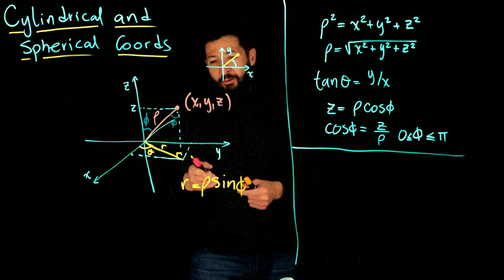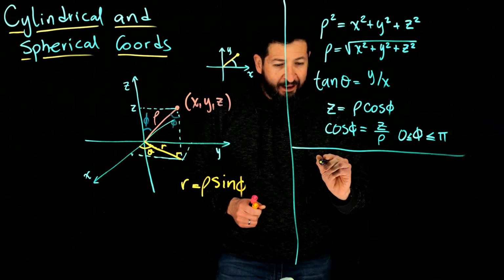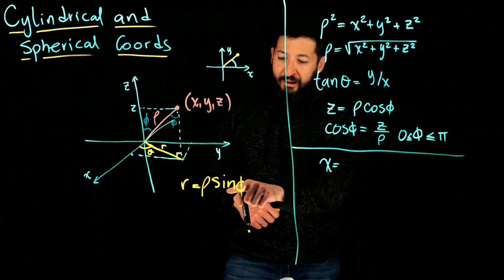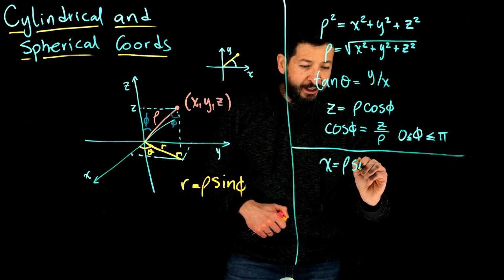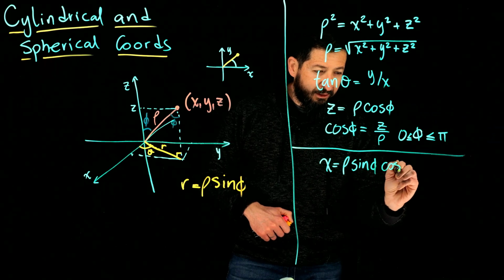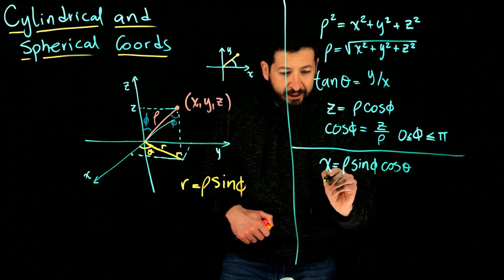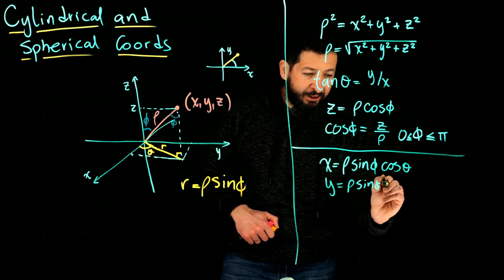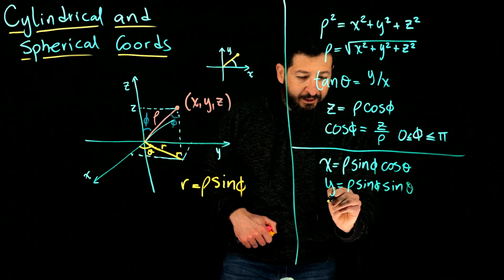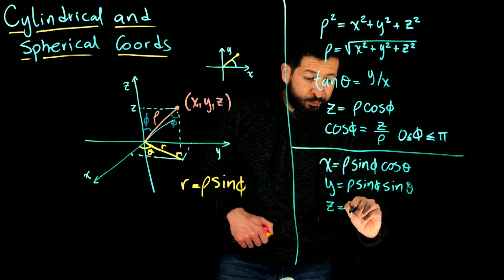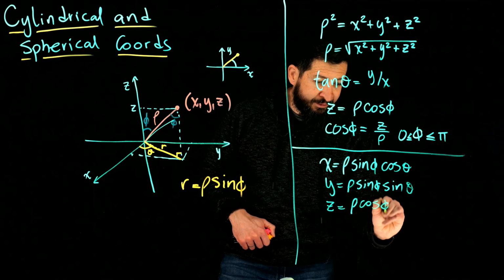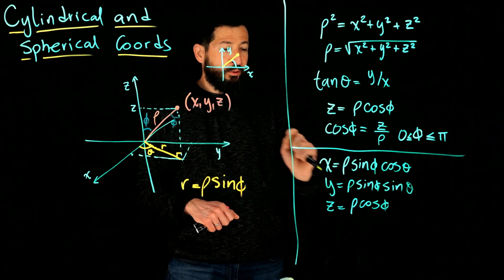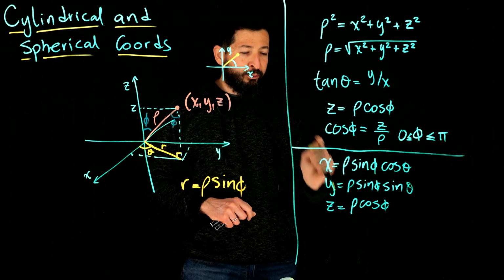So with that, now that you have r, you can use that to write your x as r cosine of the angle, but r is this. So x is rho sine of phi cosine of theta. And y is rho sine of phi, that's r, times sine of theta. And then z, as we said, was just rho cosine of phi. So that's how you go from spherical to rectangular.